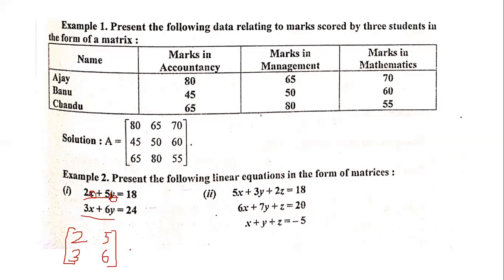Now coming to the constants, put an equal to and write another matrix. That is, for the first row or the first equation, what is the total? It is going to be 18. And for the second one, it is going to be 24. Okay, so when it comes to linear equations, we are supposed to represent them in this format. Understood? Clear with this problem?